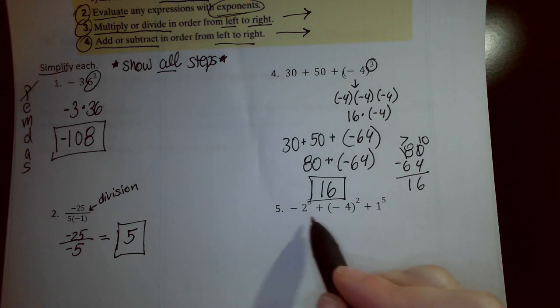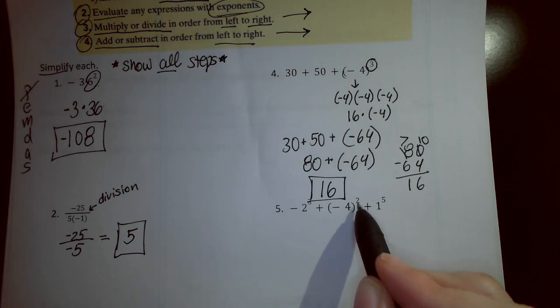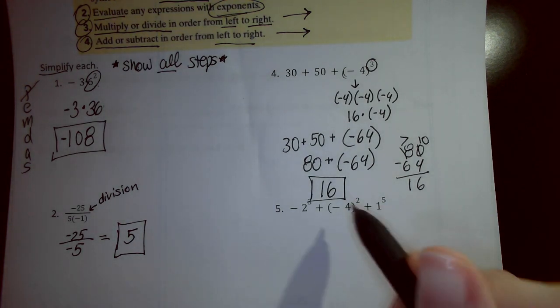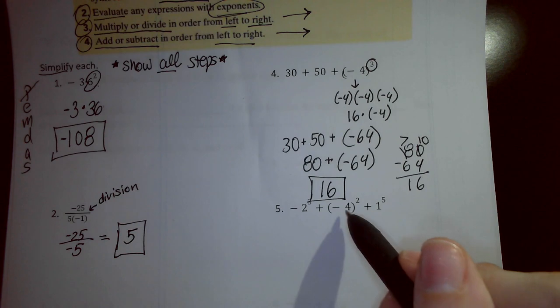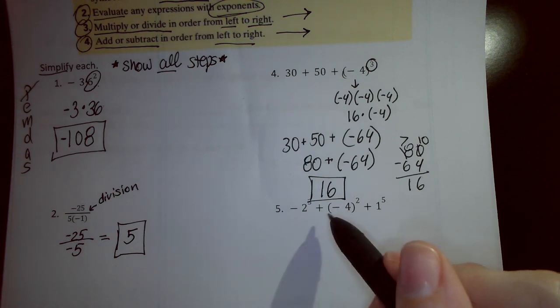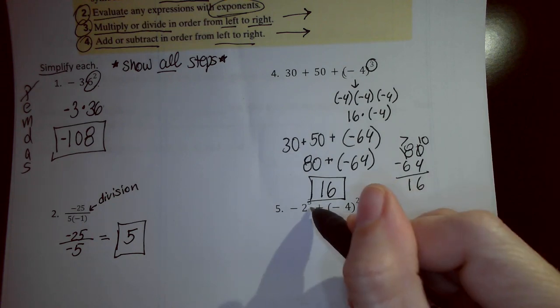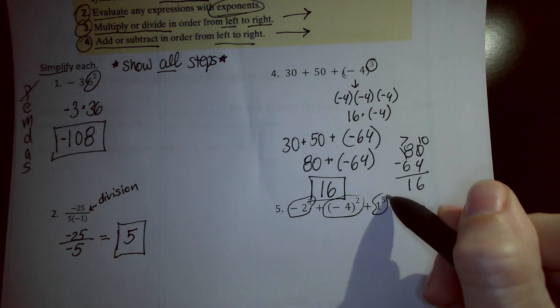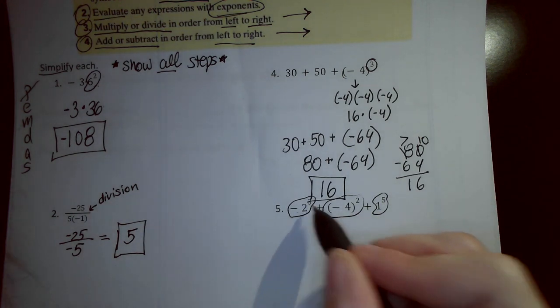Next up, we have negative 2 plus negative 4 squared plus 1 to the fifth. So first I do my parentheses. These parentheses don't have an operation in them. They're just separating the negative from the plus sign so that we don't get confused. So instead I'm going to do exponents first. So first I have negative 2 cubed.